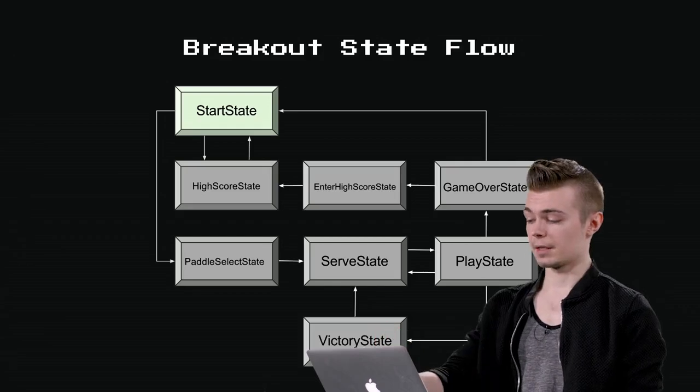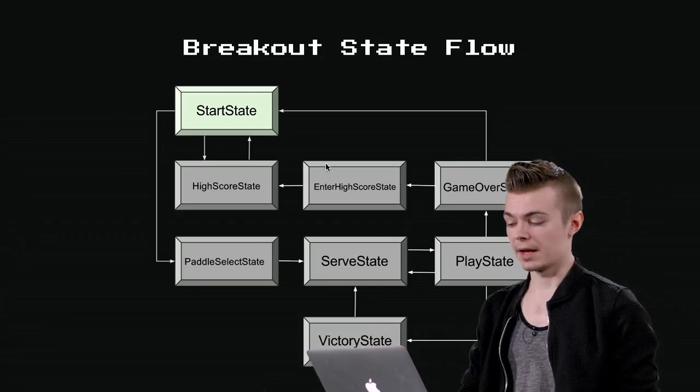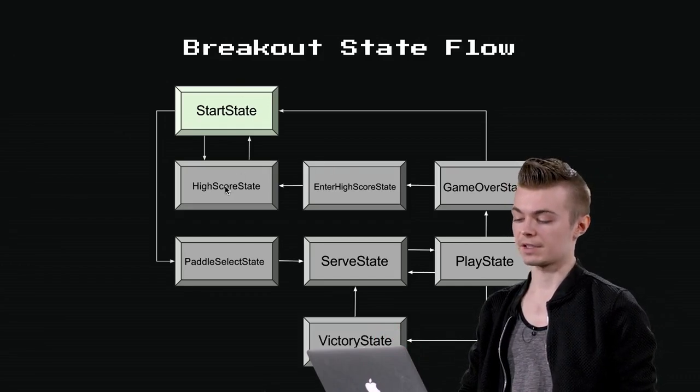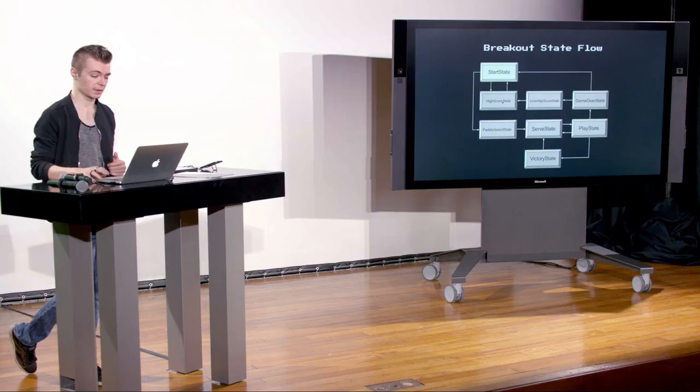And if not, as seen by the arrow that goes up and to the left, they'll actually go back to the start state. And then the enter high score state will also go back to the high score state so that they can see, once they've entered their high score, their score relative to the other scores in the list.